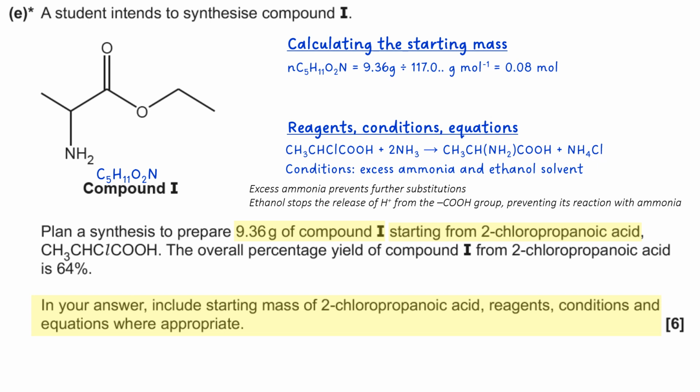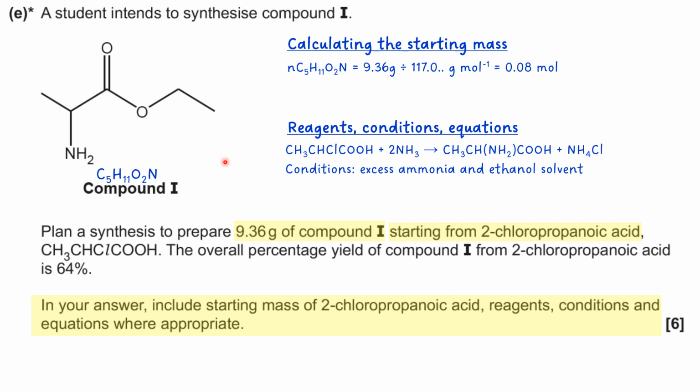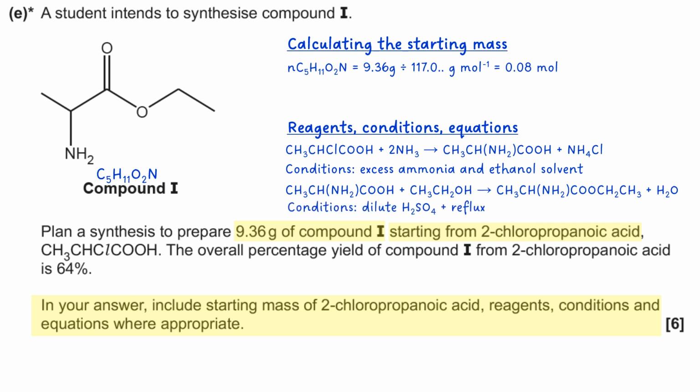Okay, the next thing to do is to think about how we're going to turn this compound into compound I. We've dealt with putting the NH2 on there. We now have to make an ester group. This is where the COOH does react. We're going to do an esterification, not forgetting the water that's made, little details that count. We're going to use ethanol, so that part of the skeletal formula is CH3 then CH2. As you probably know, dilute H2SO4 and reflux will allow you to achieve an esterification.